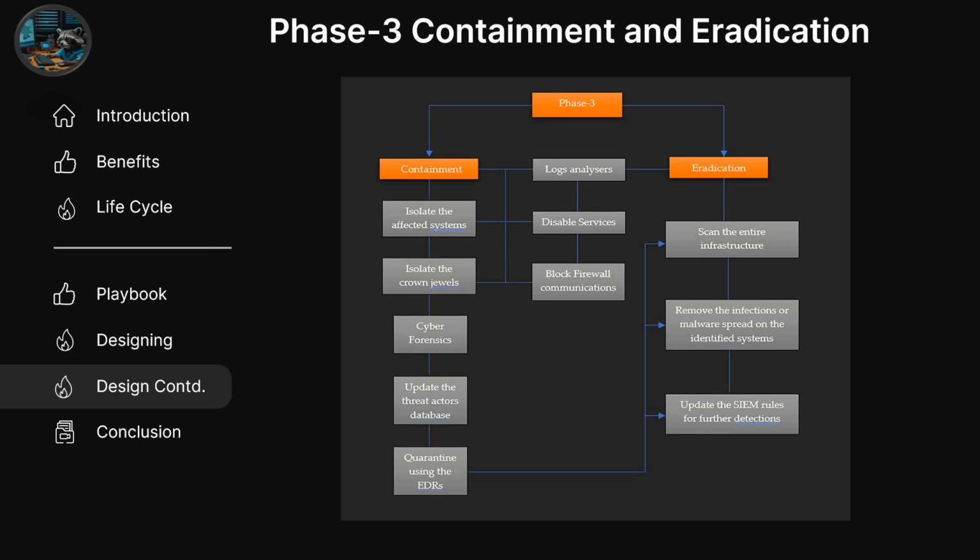We can quarantine the affected zone using the EDRs. We can scan the entire infrastructure after that. We can remove the infections or malware spread on the identified systems. We can update the SIEM rules for further detections. So this is how you contain and eradicate.